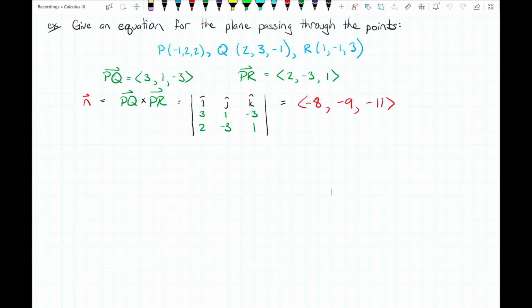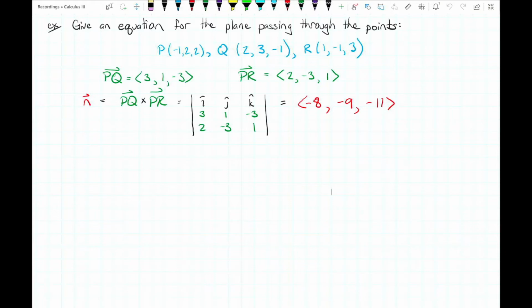Here, I've calculated that normal vector as -8, -9, and -11. Now that we've got the normal vector, we just need a point on the plane. And we're lucky here. We actually have 3. You could choose to use P, Q, or R. And of course, like I said, the equation may not be unique. You can choose any of these, and you may have gotten a slightly different normal vector, but they will end up being an equivalent equation.